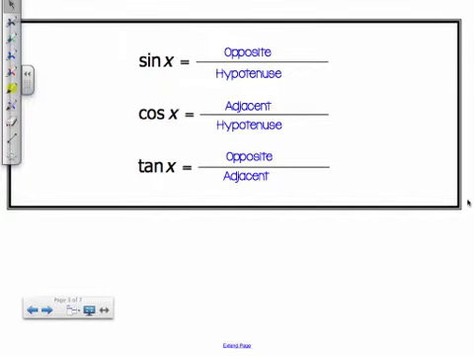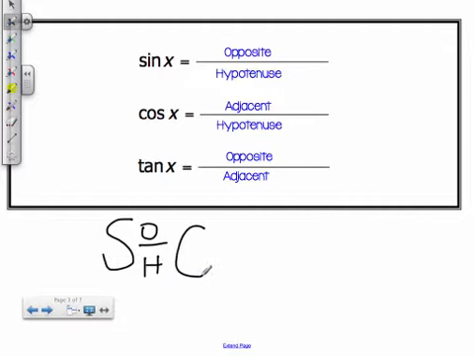A lot of times you will see me writing it out as follows: sine is opposite over hypotenuse, cosine is adjacent over hypotenuse, and tangent is opposite over adjacent.